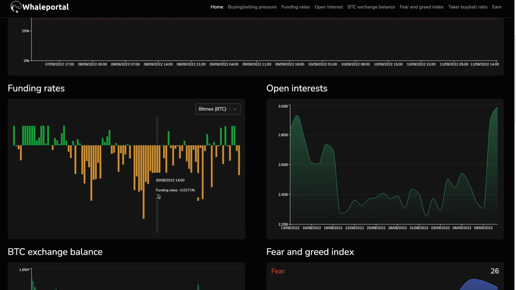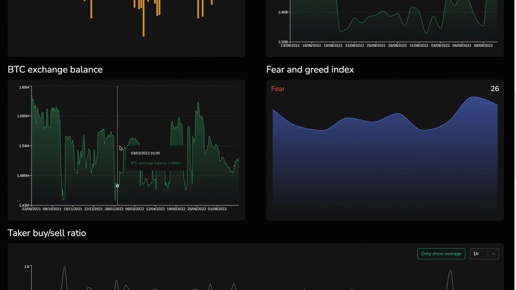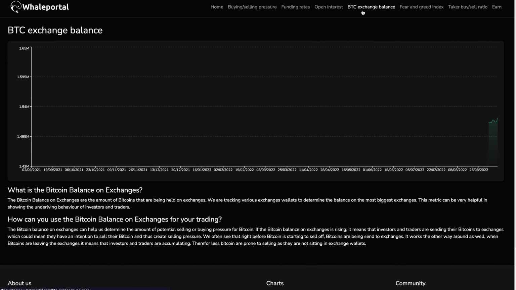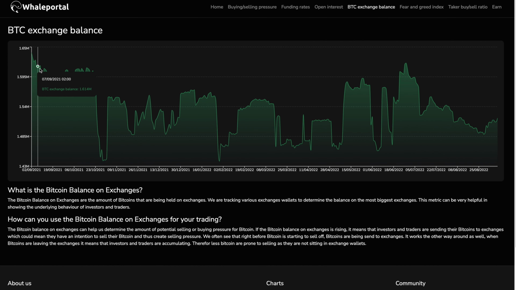And here we can also see that we have the exchange balance data over here. And of course, we can also go to the Bitcoin exchange balance page, and there we can see the chart a little bit more detailed with a little bit more history, and we can compare the information that we are seeing here with what we are seeing in the Bitcoin price.